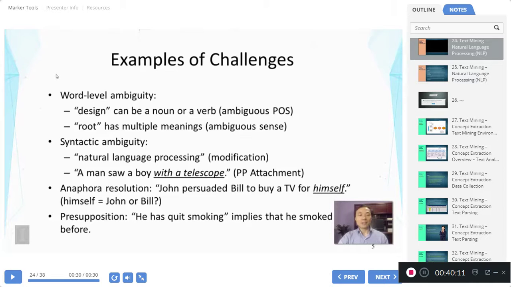Another problem is anaphora resolution. John persuaded Bill to buy a TV for himself. Does himself refer to John or Bill? Presupposition is another difficulty. He has quit smoking implies that he smoked before, and we need to have such knowledge in order to understand the language.